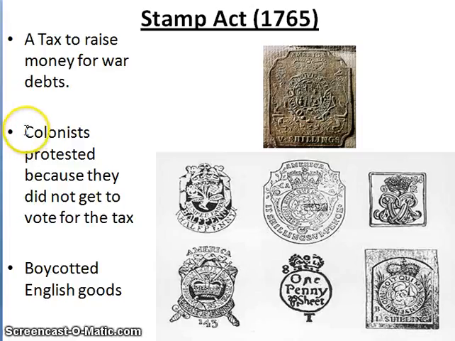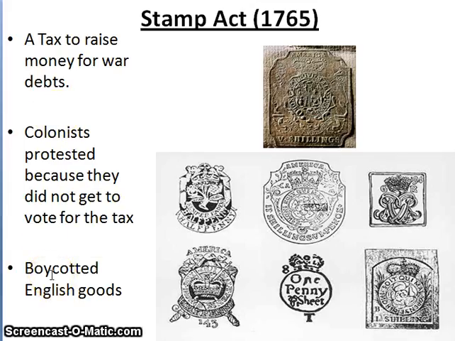But the American colonists did not want to pay this tax because they felt like it was unfair. They protested because they did not get to vote on the tax. The tax was passed by the government in England. So because the people in America did not get to vote for that government, they felt like that government did not have the right to tax them. This is a very important idea.